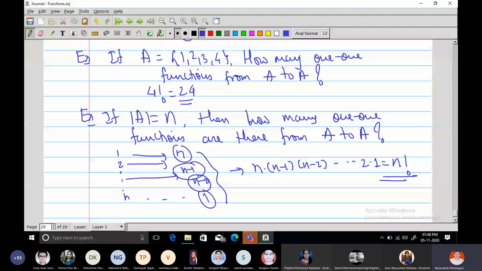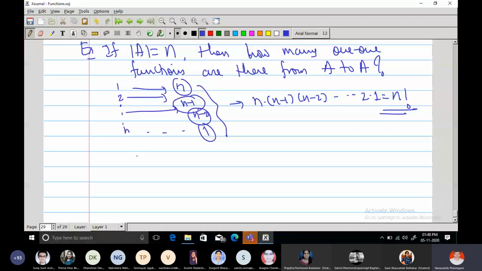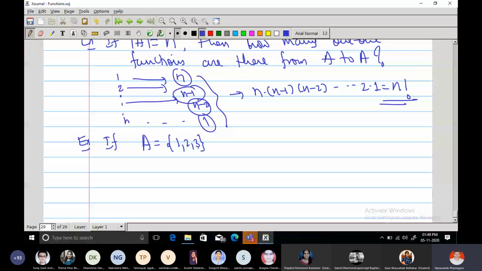Right. So you can think more about it. You can prove it also in detail, but right now we can just understand it for simple sets. If A is equal to {1, 2, 3} and B is equal to {A, B}, then how many?